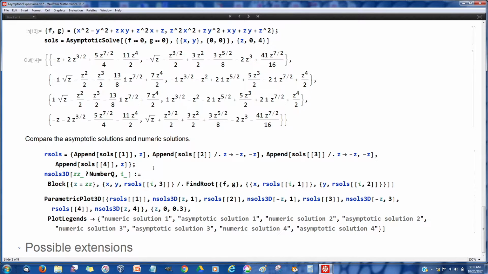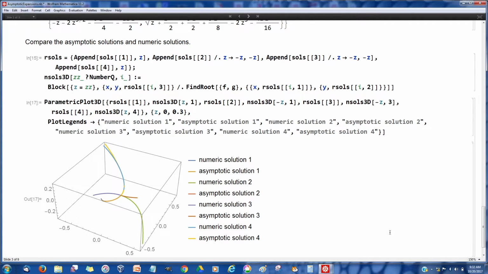So let me plot the solutions. And here they are. We can see there are four solutions, and close to 0 the asymptotic solutions are very close to the numeric solution. One of the solutions actually starts diverging from the actual solution quite early. So different solutions can have different rates of convergence to the actual solution.